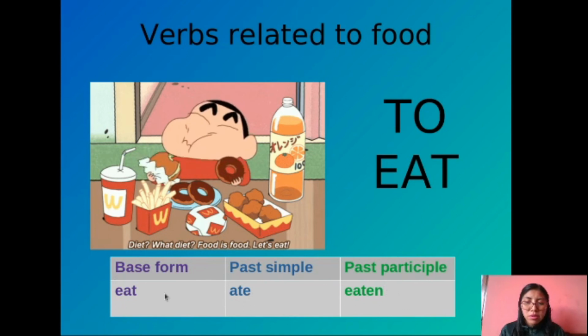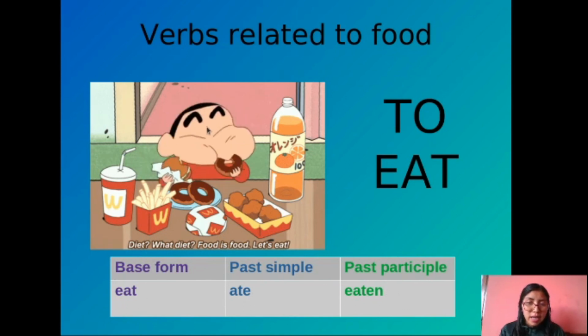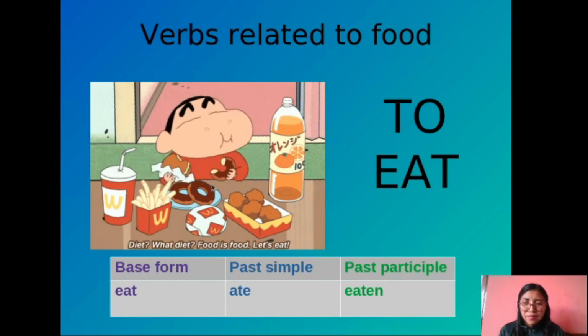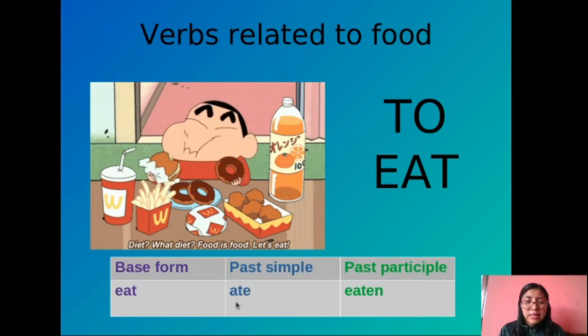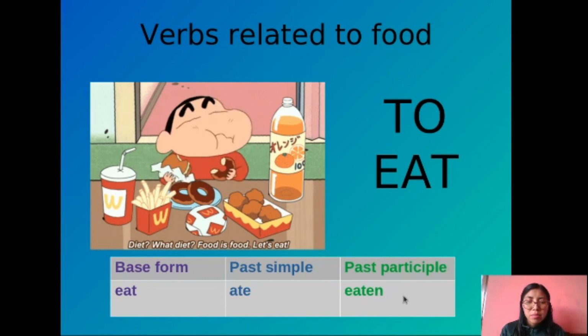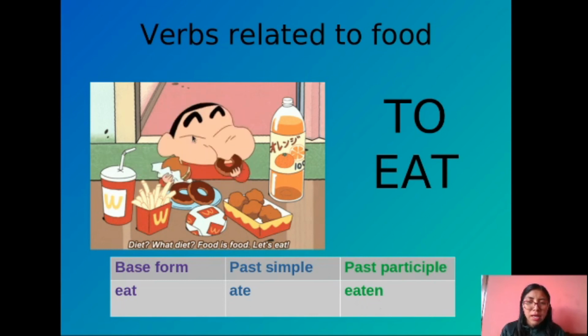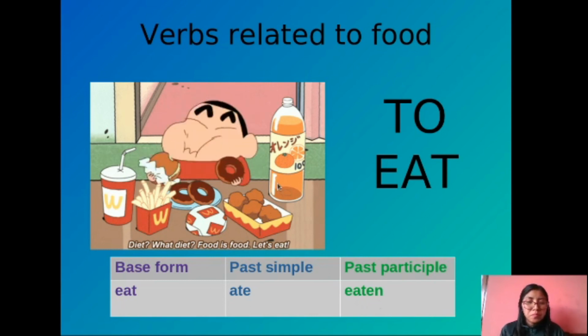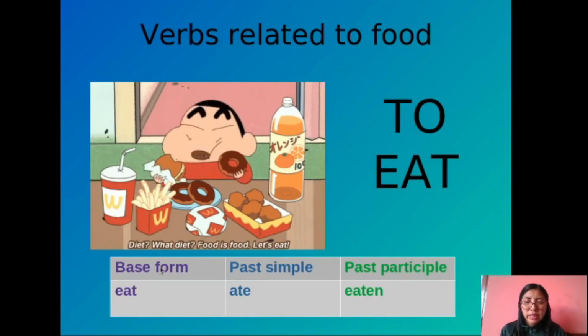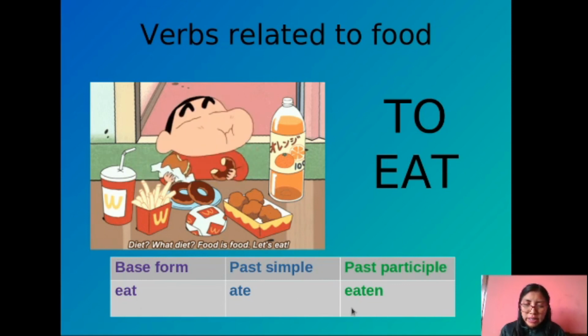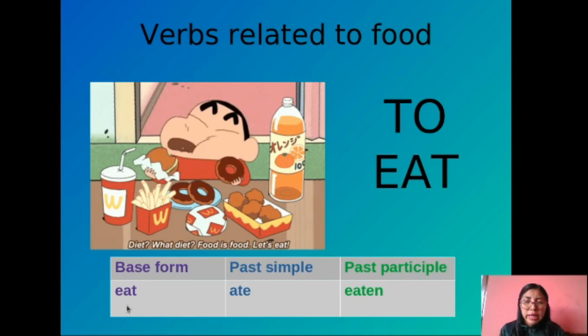I am going to use it in present. Shin-chan eats food. Shin-chan ate a hamburger. In past participle, you see, for example, passive voice: a hamburger was eaten by Shin-chan. So pay attention. To eat, ate, eaten. Repeat with me. Eat, ate, eaten.